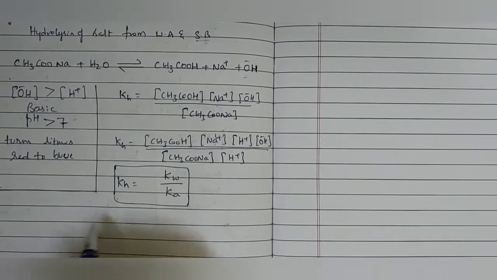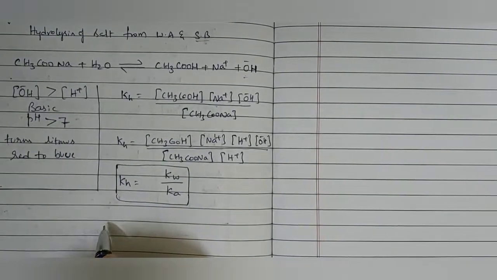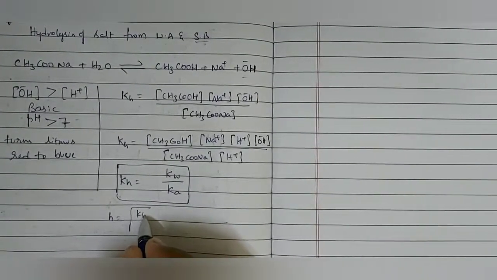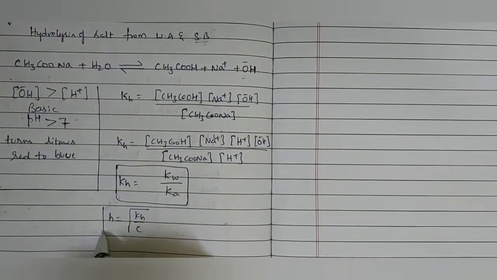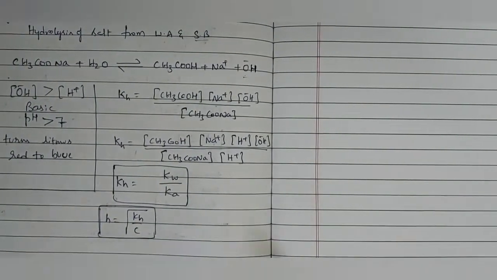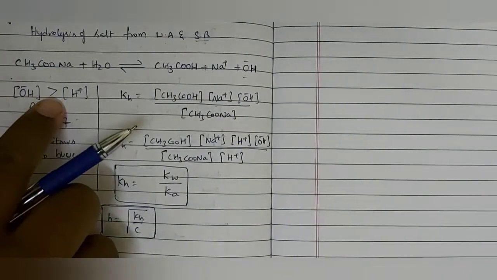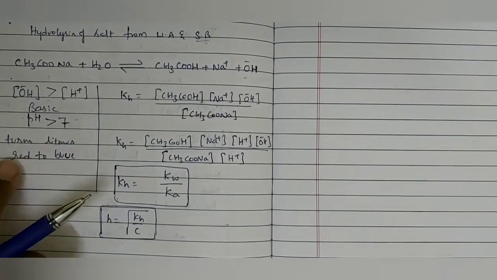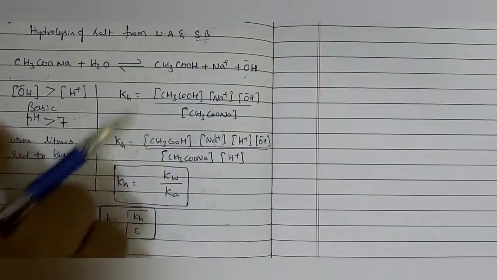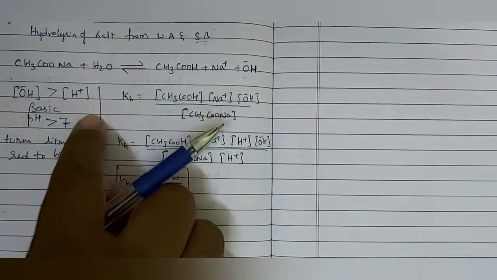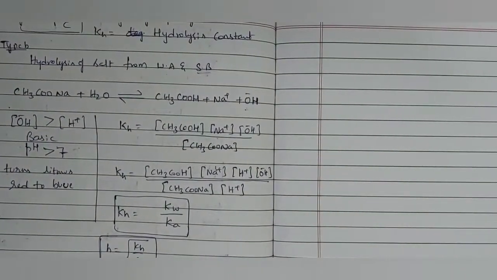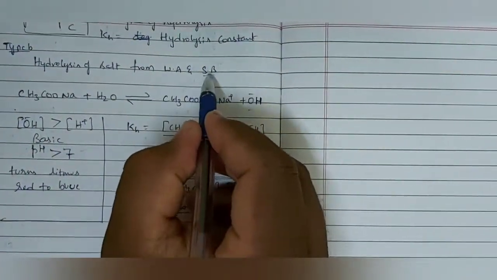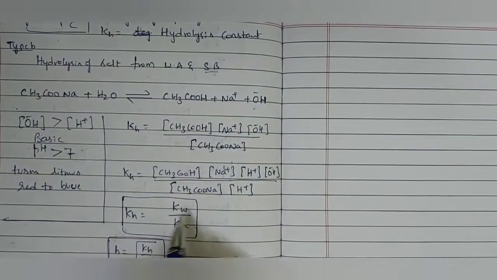Here also we can write degree of hydrolysis h is equal to root of Kh by C. Here concentration of OH minus ion is greater than concentration of H plus. It is basic in nature. pH is greater than 7. Turns litmus red to blue. This type of salts are basic salts, salts which are obtained from weak acid and strong base. Basic salt. But Kh is equal to Kw by Ka.